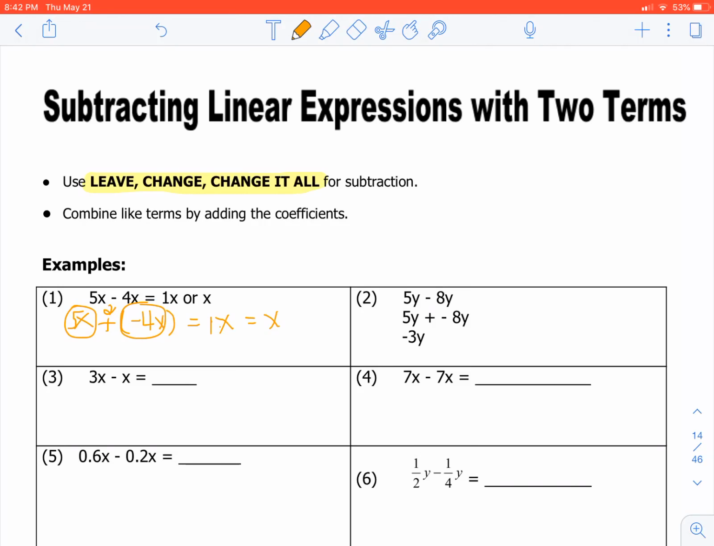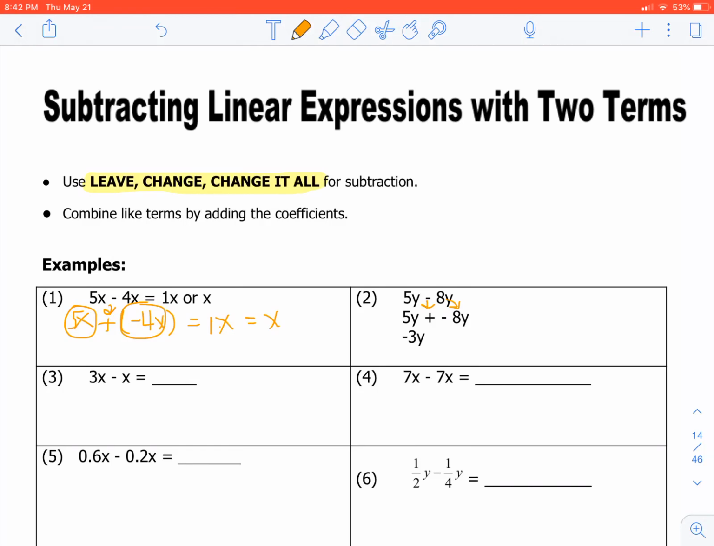Now you can see I did number 2 for you again. So 5y, leave, change subtraction to addition, change 8 to negative 8. And now when I add 5 plus negative 8, I get negative 3. So that's just simple subtraction.